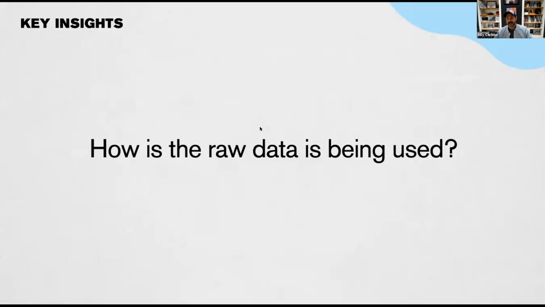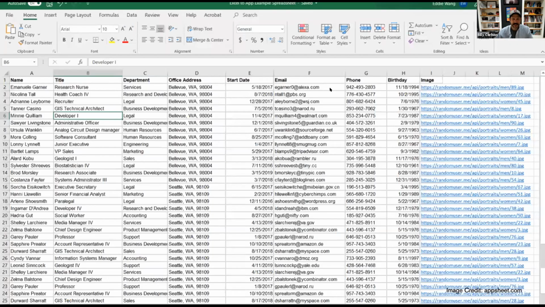Another key insight you can get from a site visit or from speaking with users is understanding how the raw data is being used. Like, what tasks are performed most often? Is there irrelevant or unused data? So you want to understand the importance of the data. There's almost a hierarchy of importance.